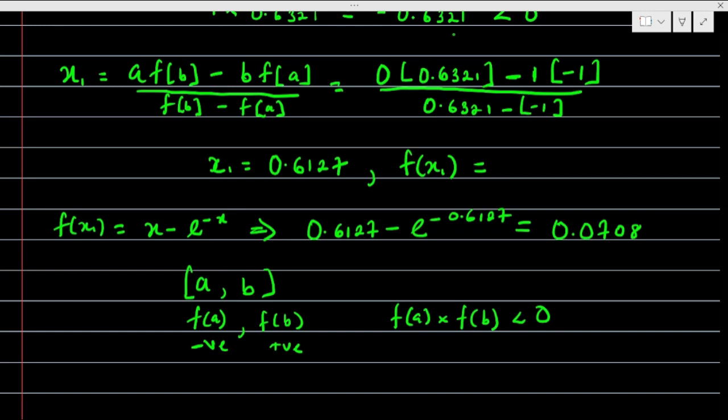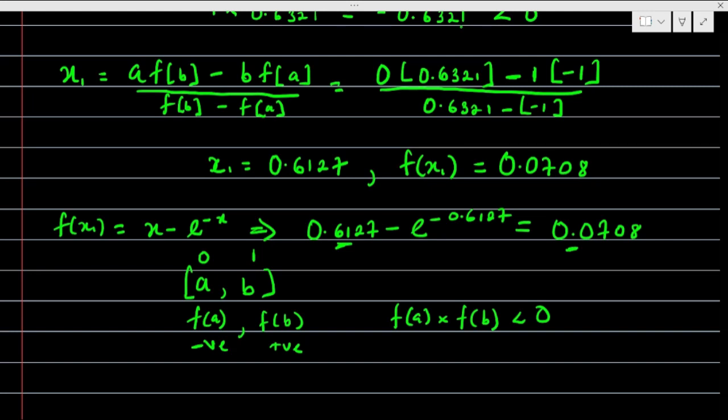Now, I have my a initially, I have my b initially, right? My initial a was 0, and my initial b was 1, right? When I check for my f of a, it gives me a negative value as expected, and my f of b gives me a positive value as expected. Now, I need to iterate for my second x. I need my second iteration, and my value of x1 must be included in my second iteration. Our value of f of x1 is also needed in our second iteration, right? And our value of f of x1, we have calculated it, it is 0.0708, right? Very good.